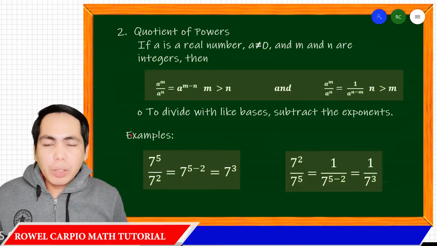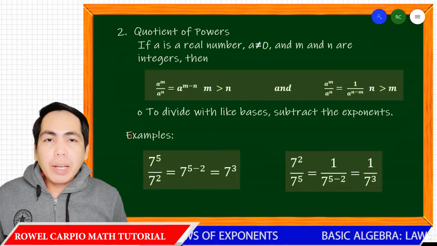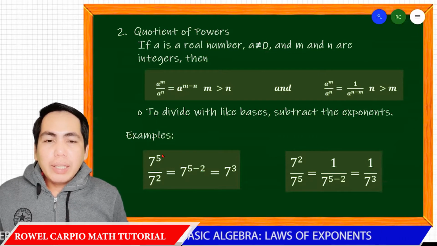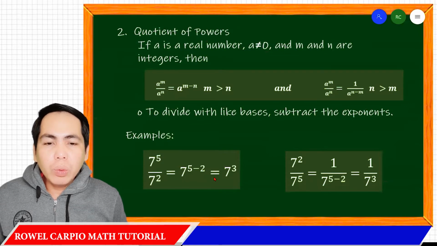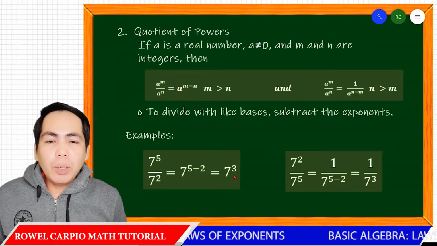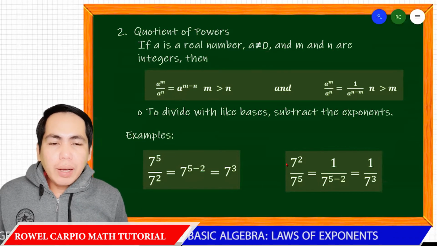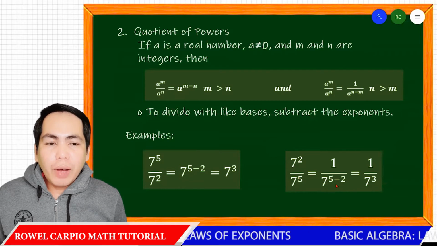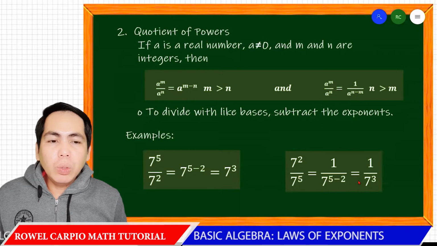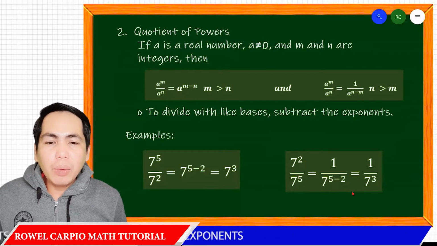Okay, let us have examples. We have here 7 raised to the power of 5 over 7 raised to the power of 2. So that is equivalent to 7 raised to the power of 5 minus 2, which is equal to 7 raised to the power of 3. But if we have 7 raised to the power of 2 over 7 raised to the power of 5, that is equivalent to 1 over 7 raised to the power of 5 minus 2, which is equal to 1 over 7 raised to the power of 3.